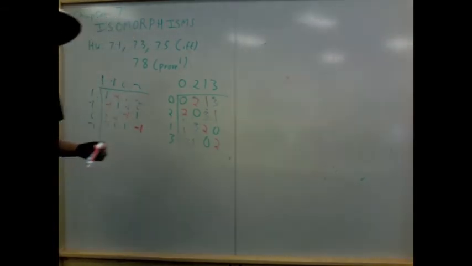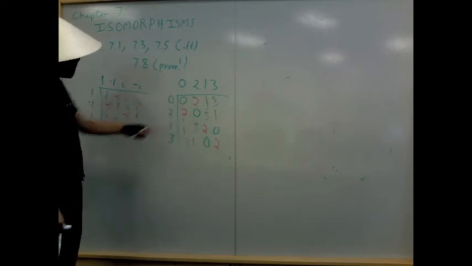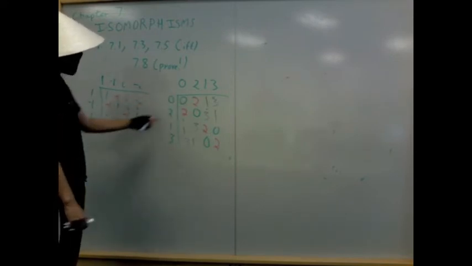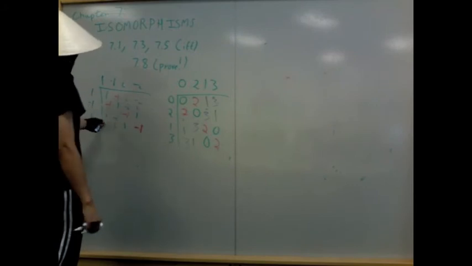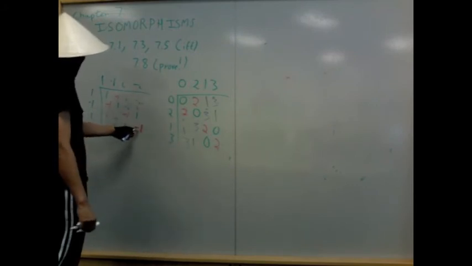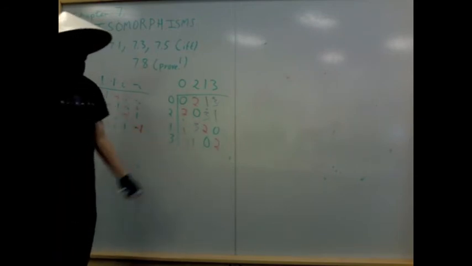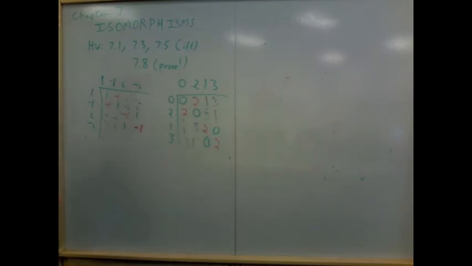Okay. So notice, all the ones, the same color, are in the same positions as the zeros. The negative ones are in the same positions as the twos. The negative i's are in the same position as the threes. So really, Z4 is really the complex multiplication group in disguise.